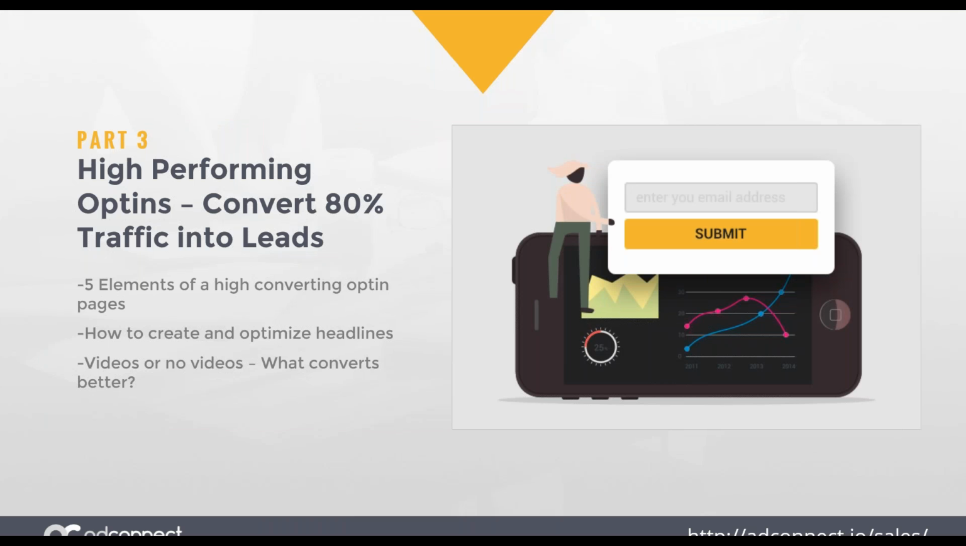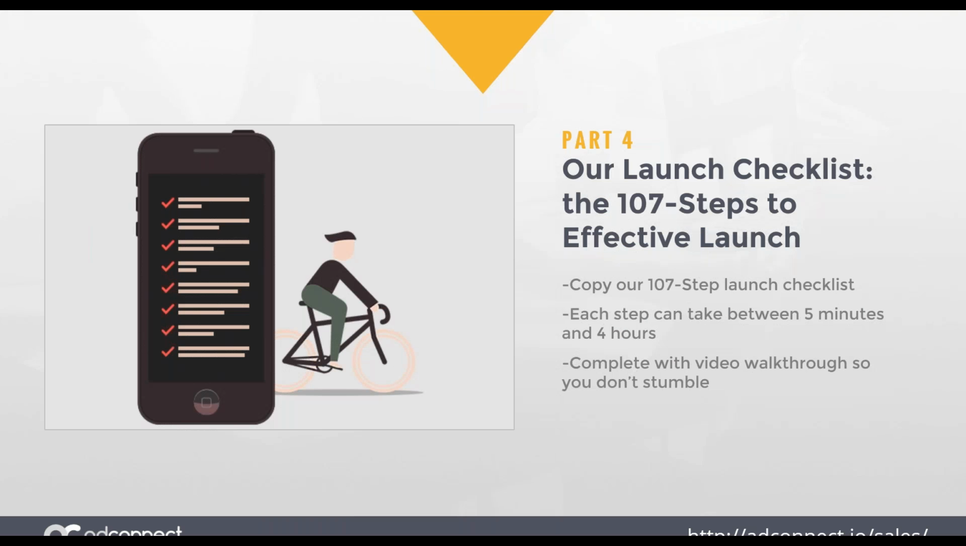Part number 3 is how to create high-performing opt-ins. Again, the money is in the list. If you don't have an email list, it's going to be hard to create recurring income. And we're going to show you the 5 elements that make a high-converting opt-in page.